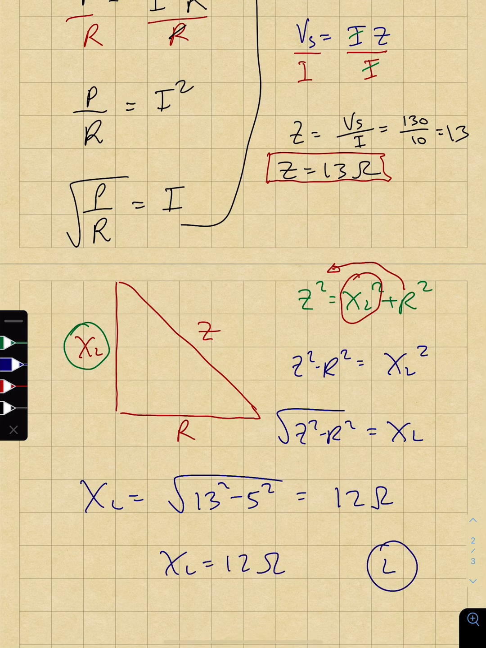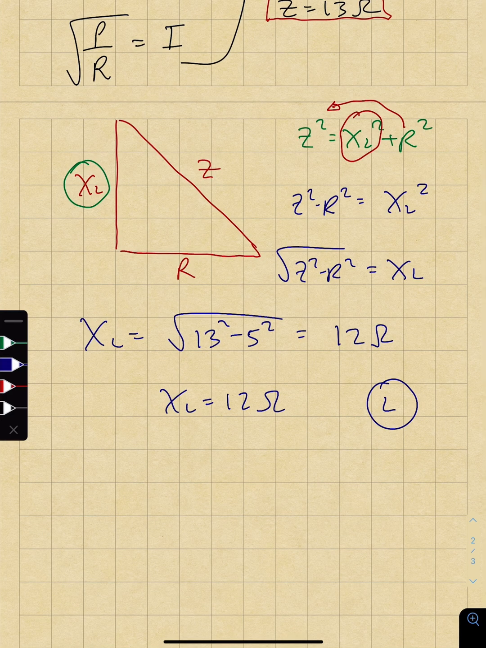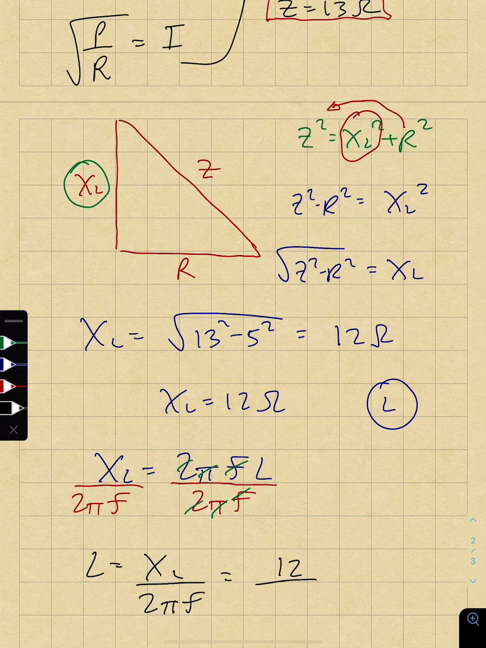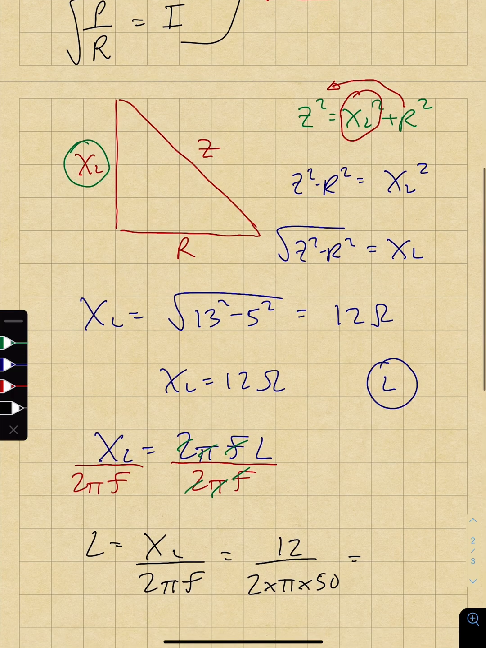Remember, we're looking for L, and now we know most of the bits in the formula. X sub L equals 2 pi FL. We want L on its own, so we're going to divide here by 2 pi F in order to get L on its own, and we must do the same to the other side. The 2 cancels with the 2, the pi and the pi, the F and the F, and we're left with L there. We're left with L equals X sub L over 2 pi F, fill in our values, 12 over 2 multiplied by pi, multiplied by 50, and bang that into the calculator.